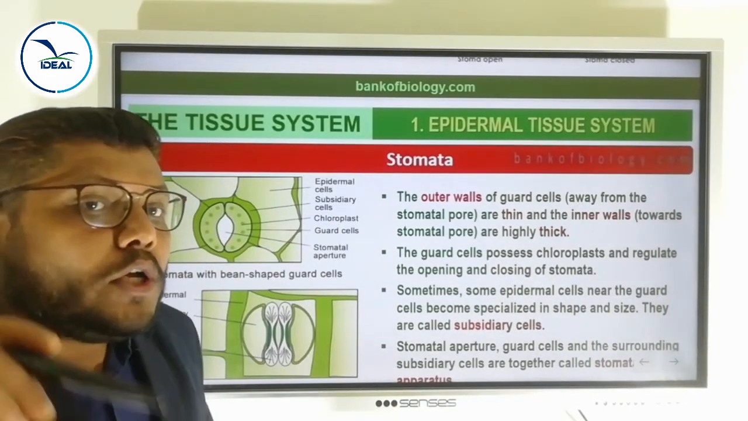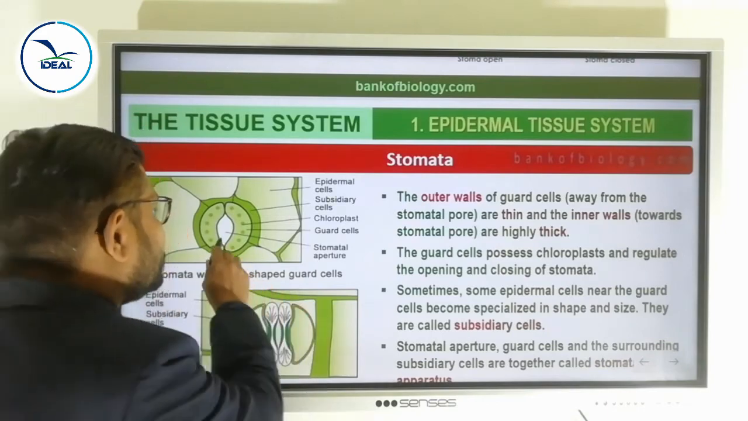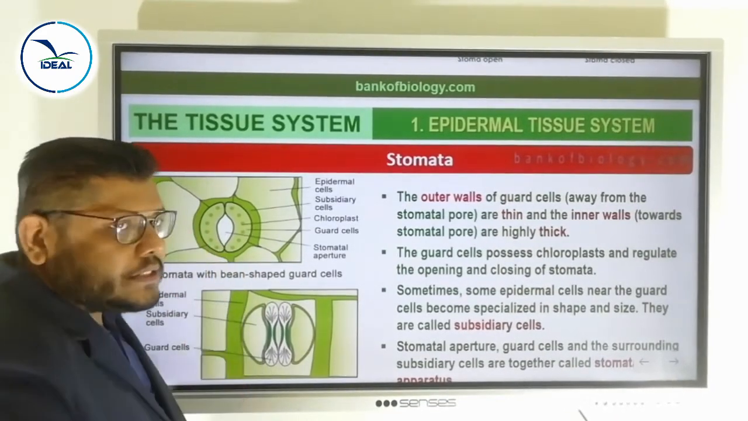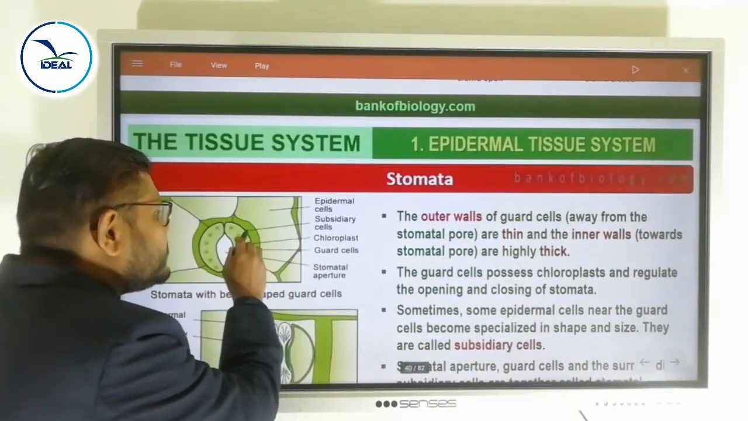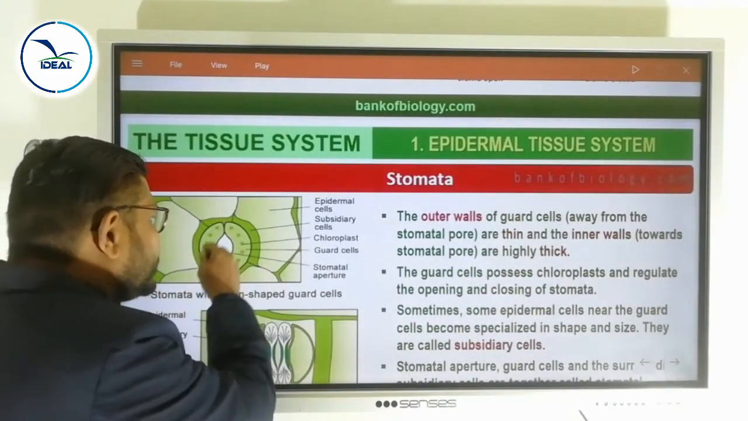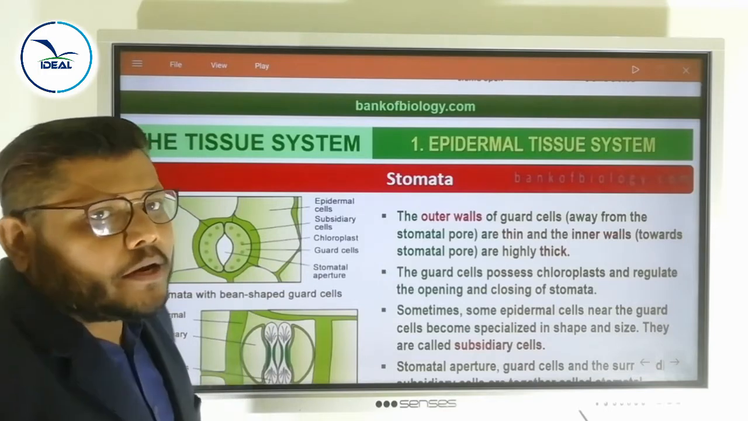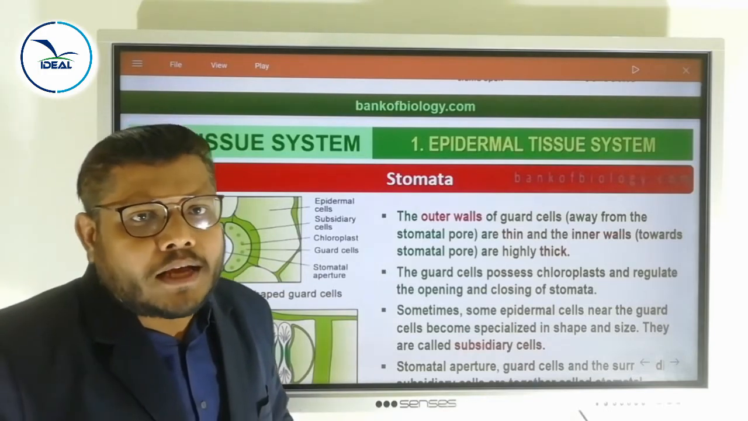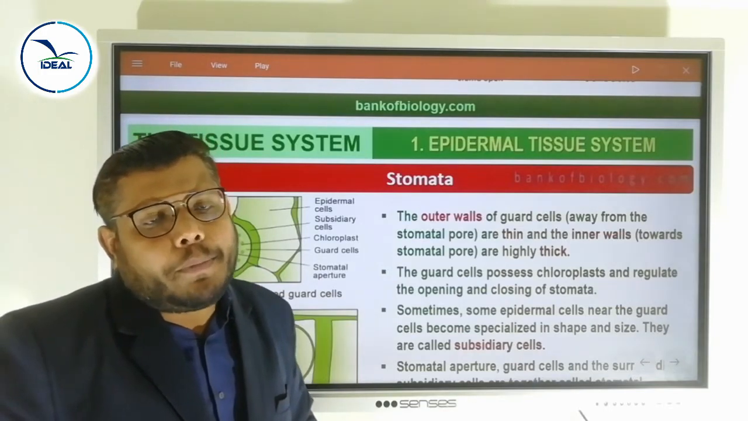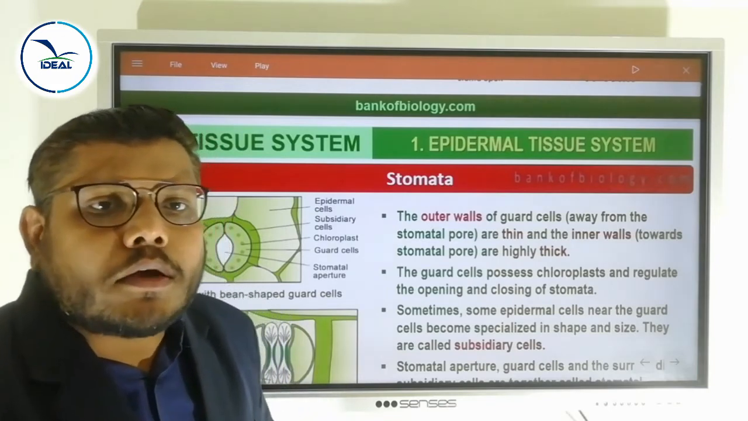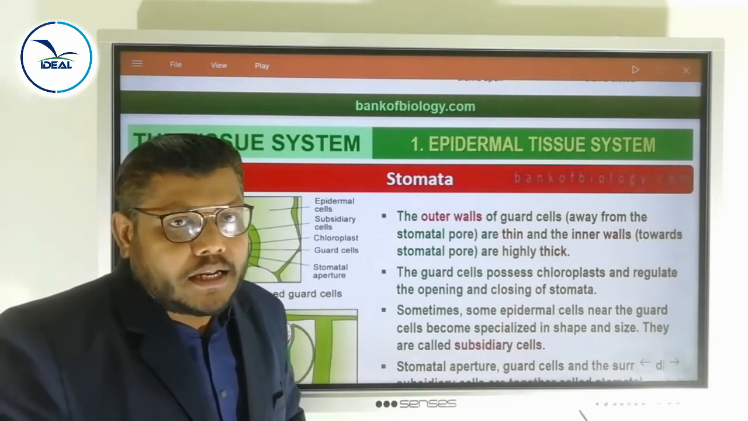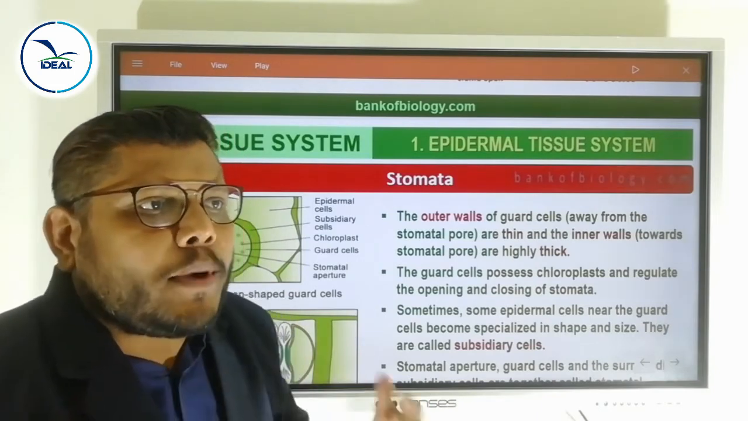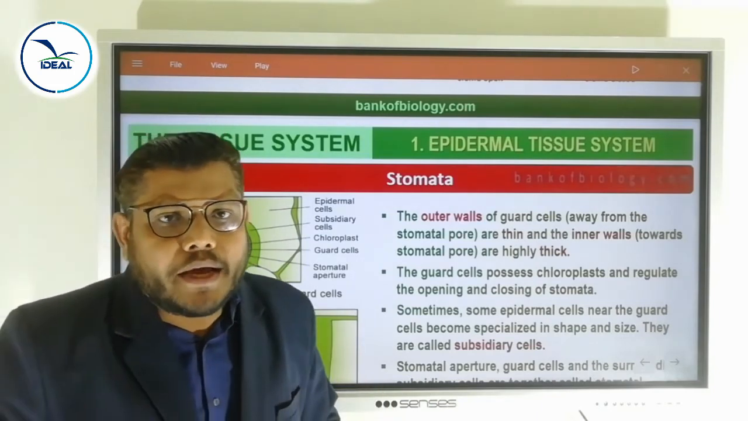So the stomatal aperture, the guard cells, and the subsidiary cells, these three parts together we can call the stomatal complex or stomatal apparatus. Is it clear? It is very important. What is the stomatal complex or stomatal apparatus?